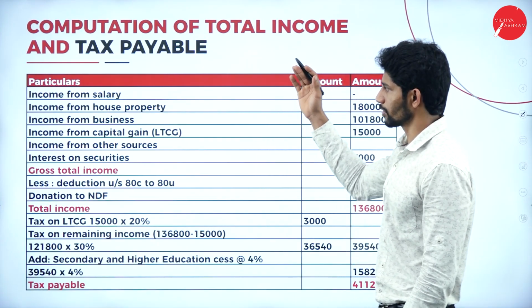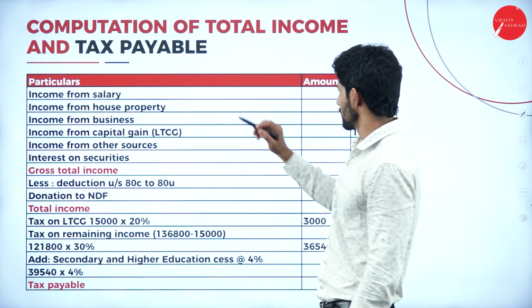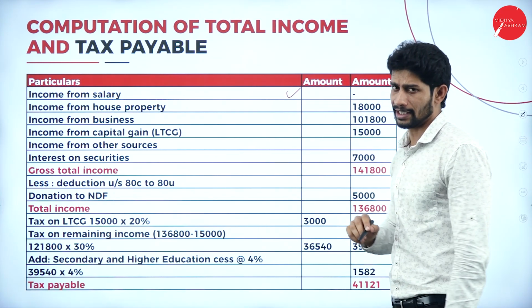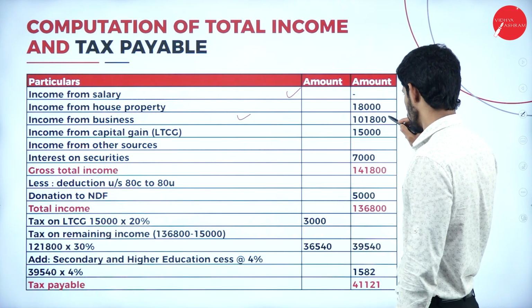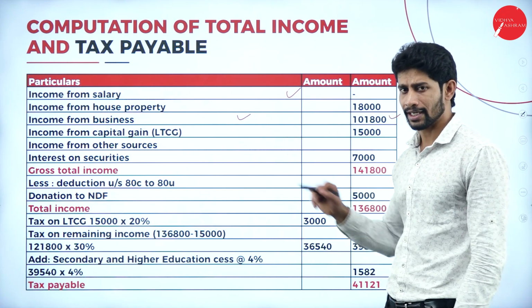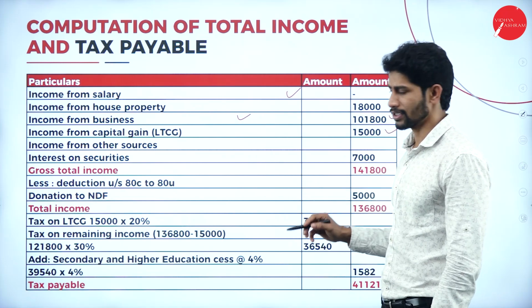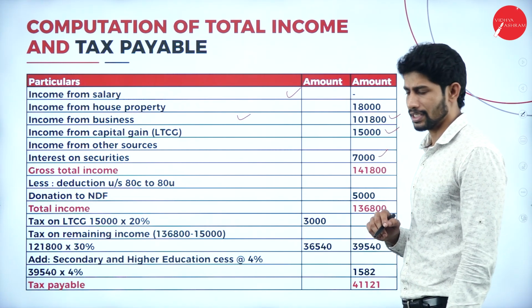Next, moving to computation of total income and tax payable. Income from salary is not there. Income from house property is rupees 18,000. Income from business, as calculated, is rupees 1,01,800. Long-term capital gain relating to capital gain is 15,000. Income from other sources, interest on securities, is rupees 7,000. Totally you will get 1,41,800.